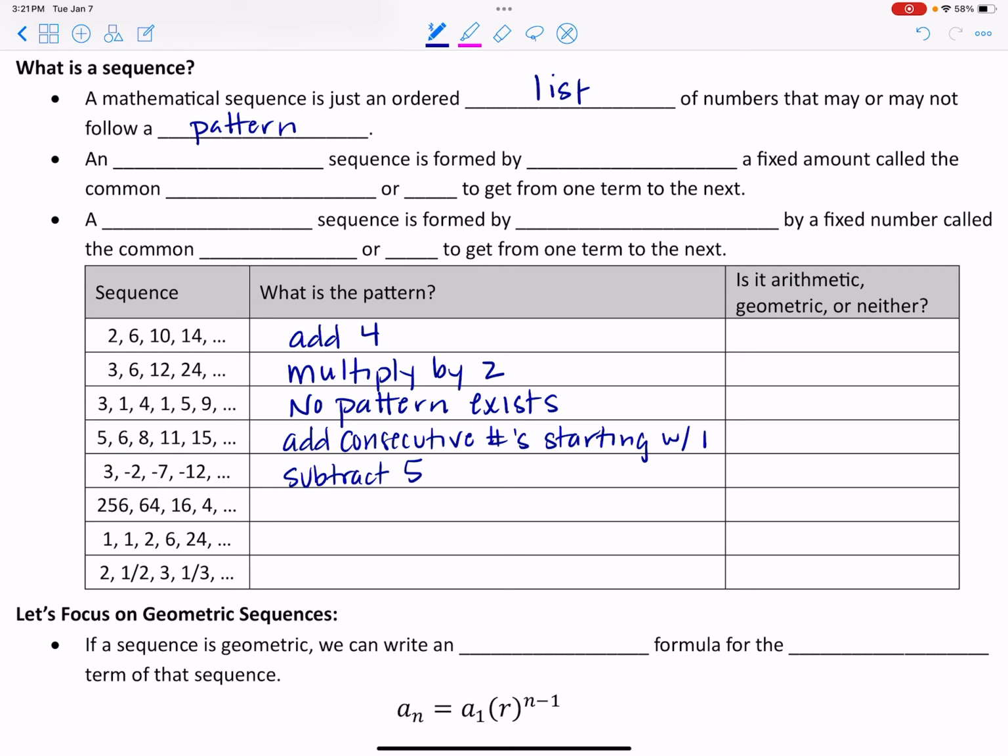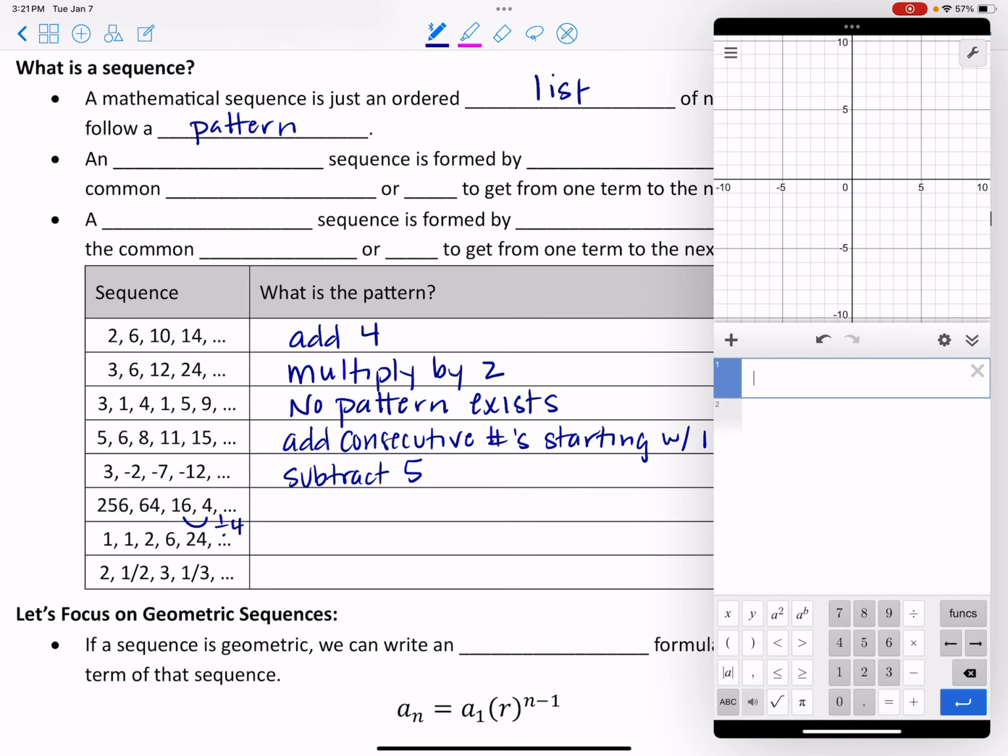In the next one, numbers are getting smaller, but the differences are not the same. So I'm going to guess this is a divide problem. Now I can see from here to here that I would be dividing by 4. Let's see if that works all the way through. Pull out my handy Desmos calculator.